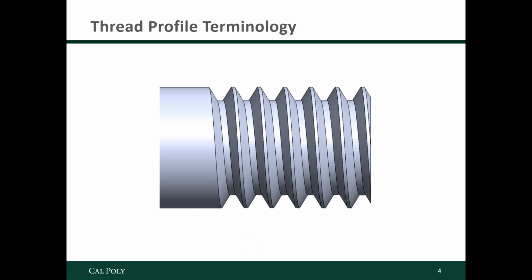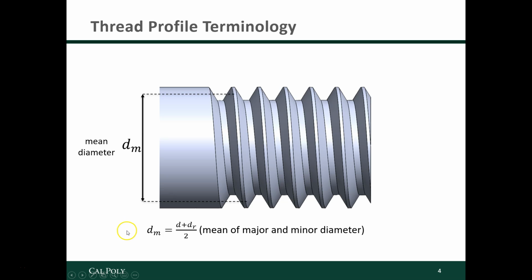Okay, some more terminology. We also have a mean diameter. This is given the symbol D sub M. M is for mean, not for major. So back in the previous slide, the major diameter of the thread, the outer diameter, just had the symbol D. D sub M is for mean, and that is just the average of the outer diameter D and the root diameter D sub R.